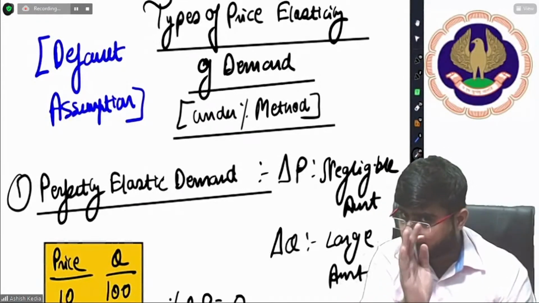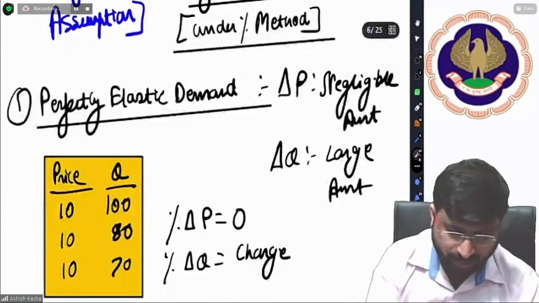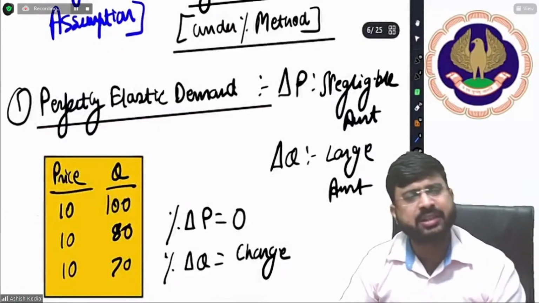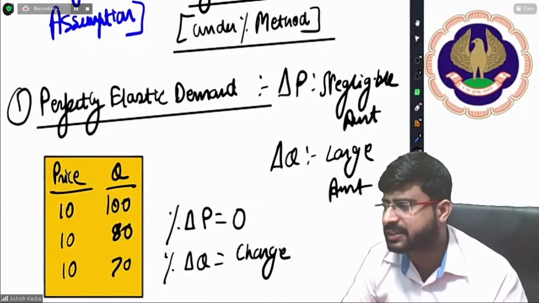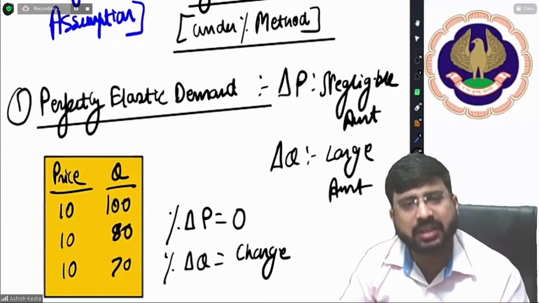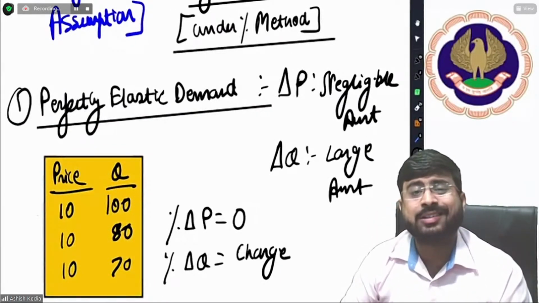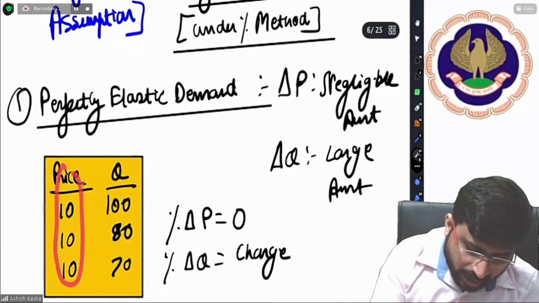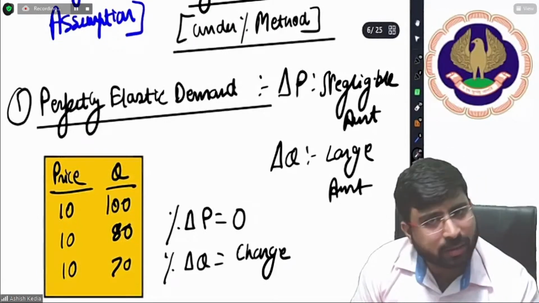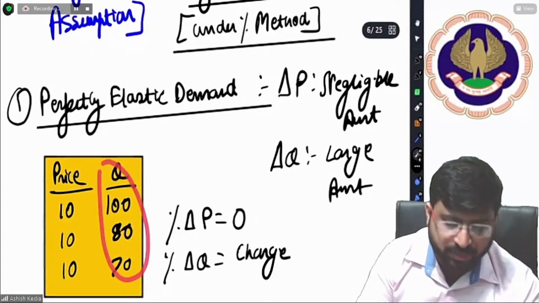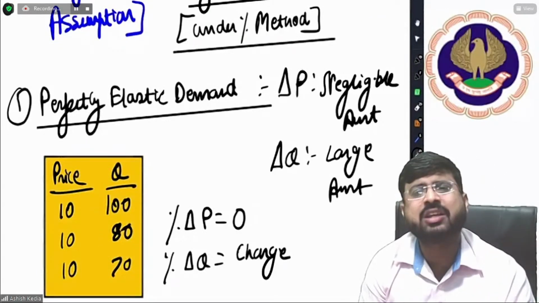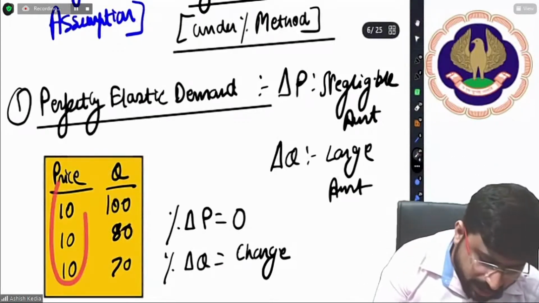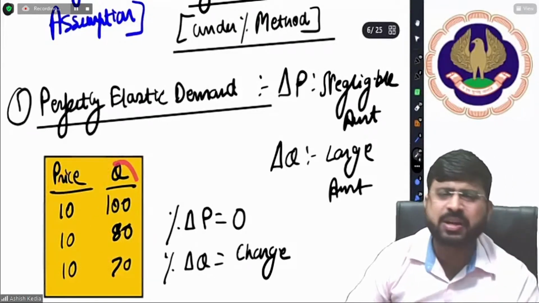Focus here. See, first case is perfectly elastic demand. Sir, what is perfectly elastic demand? My dear friends, perfectly elastic demand is a situation where price will remain almost the same, but quantity will keep changing. So for a negligible change in price, quantity will change by a large amount.